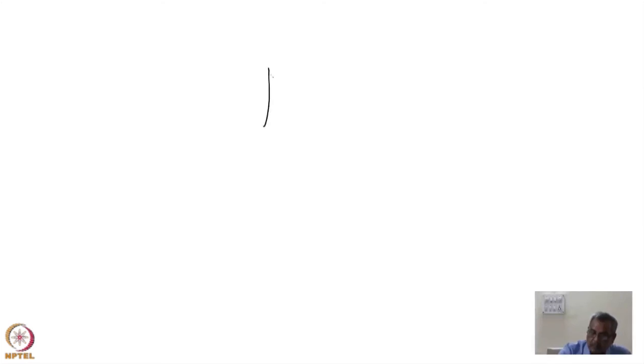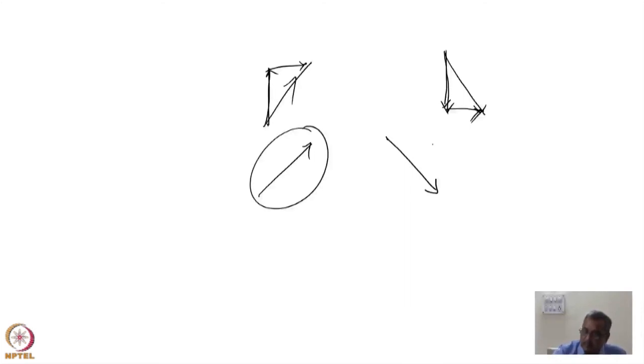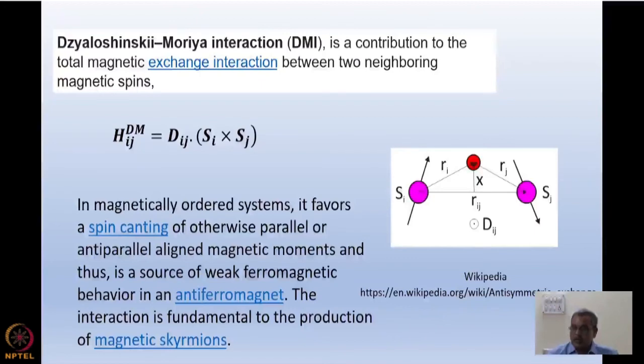Consider this an ideal antiferromagnet. Now, if I can have some canting, that means if I add to these two an antiferromagnetic term and a small ferromagnetic component coming from that cross product, then it looks like this, as I showed you. See, it goes this way, it goes this way. So this is one spin, this is the other spin. That is why, as mentioned here, this exchange interaction gives a weak ferromagnetism due to the cross product term, and it is a source of weak ferromagnetism in an otherwise antiferromagnetic material.